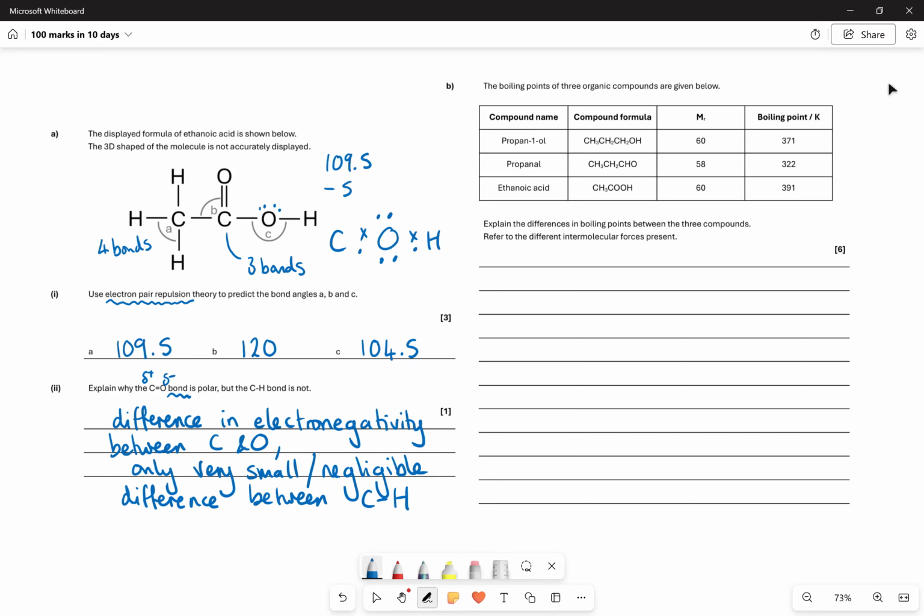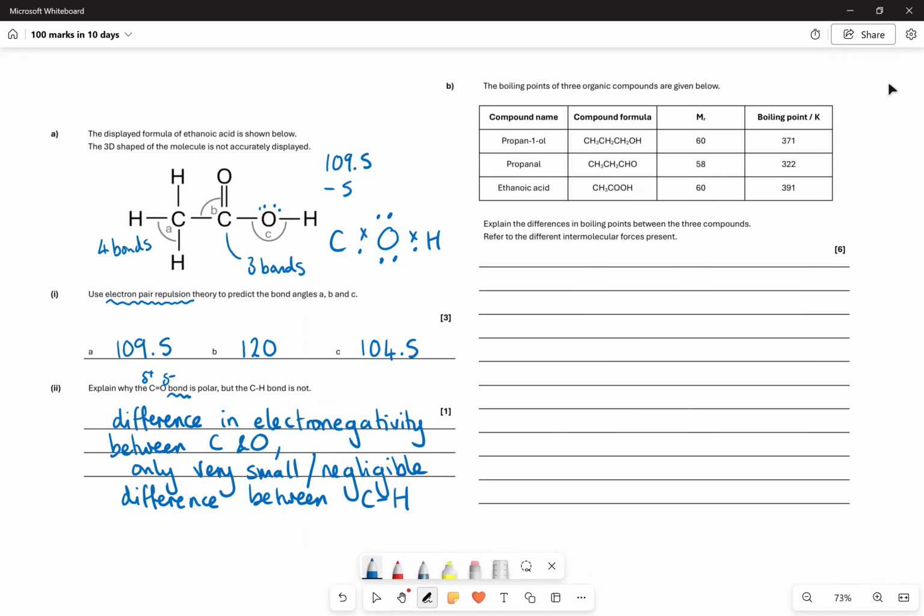Explain the difference in boiling points between the 3 compounds and refer to the different intermolecular forces present. Okay, so let's break down this table. You've got the name and the formula, which is relatively generous. Sometimes you'll only have the name, sometimes you'll only have the formula. In this question, I really wanted to just test your intermolecular forces, not layer on the sort of organic knowledge as well.